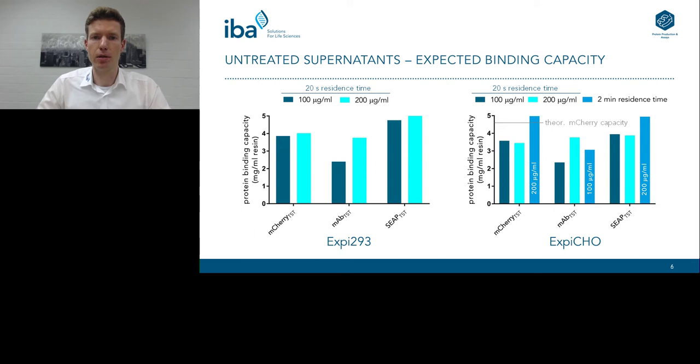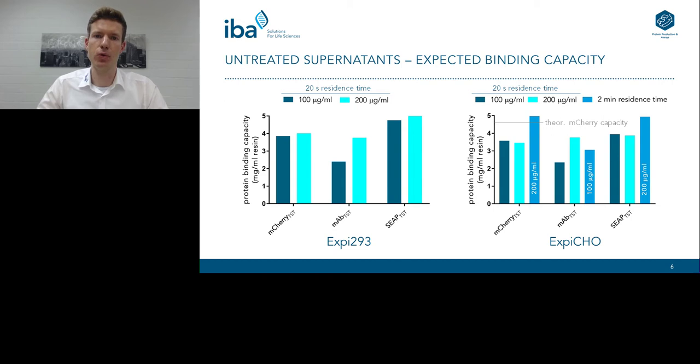However, when we look at the monoclonal antibody, we can see that the binding capacity was affected and decreased for the lower concentration. But this is more a general chromatography problem than an issue with the media, because the monoclonal antibody is larger than mCherry and secreted alkaline phosphatase. It is 5 times larger than mCherry and 2 times larger than the phosphatase. The molar concentration of the antibody in the supernatant was lower, and as it's larger, it needs more time to diffuse into the pores.